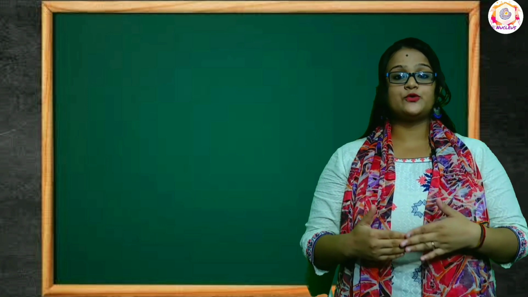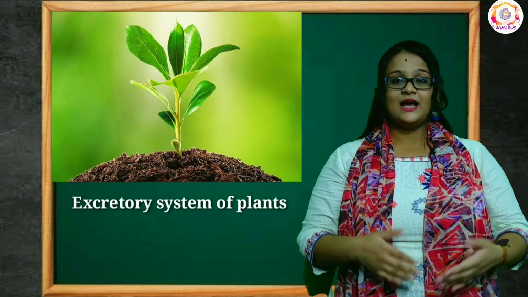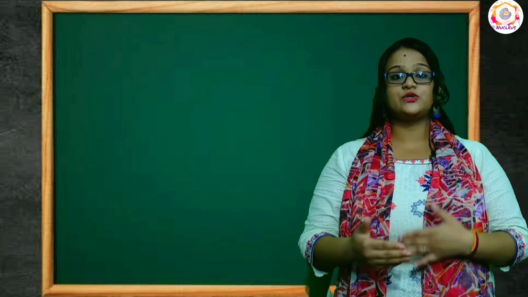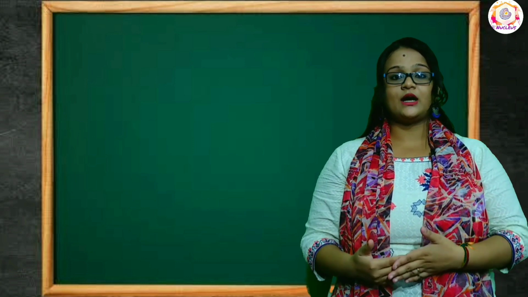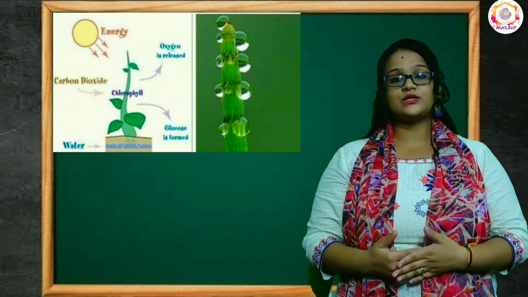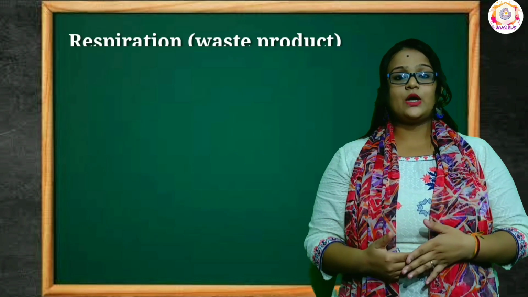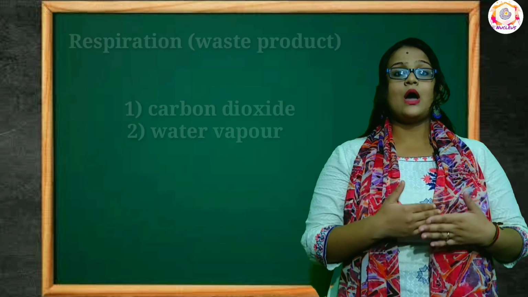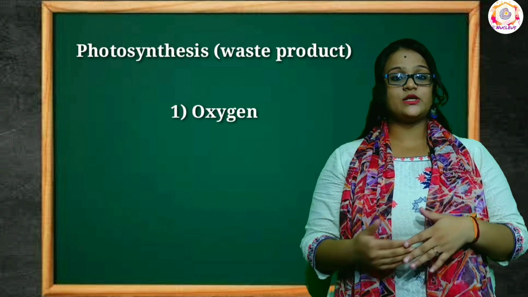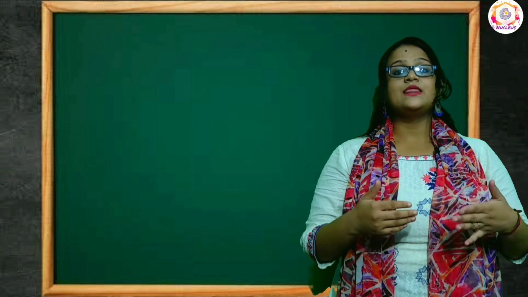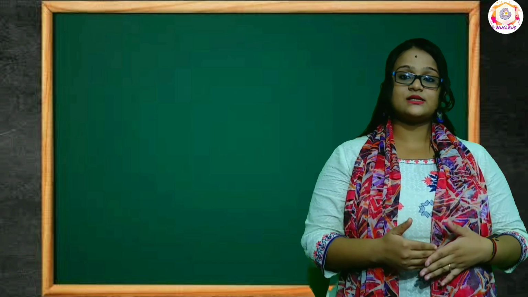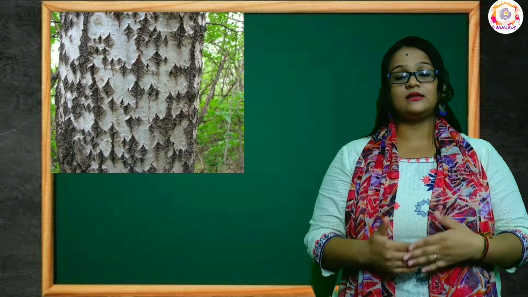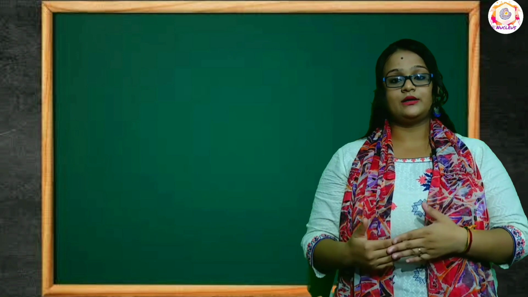At first, let us move towards the excretory system of plants. Like I said, plants do excrete. They produce a number of waste products during their life process. The main waste products produced by the plants are carbon dioxide, water vapor, and oxygen. Carbon dioxide and water vapor are produced during their respiration by the plants, whereas the oxygen is produced as a waste product during photosynthesis. The gaseous waste of respiration and photosynthesis in plants are removed through the stomata in the leaves and lenticels in the stem and are released to the air.